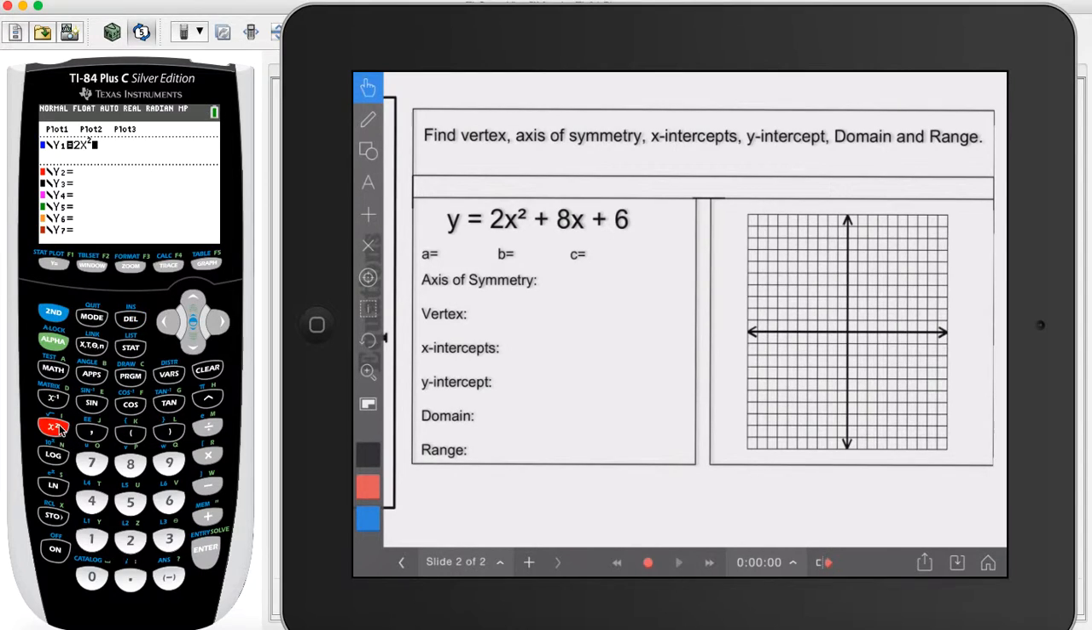Okay, so x to the power 2 plus 8x plus 6. And now, before I graph it, I want to remind you that the y-intercept is always the constant that's by itself. So the y-intercept is 0, 6. Okay? Now, let's go ahead and look at the graph.